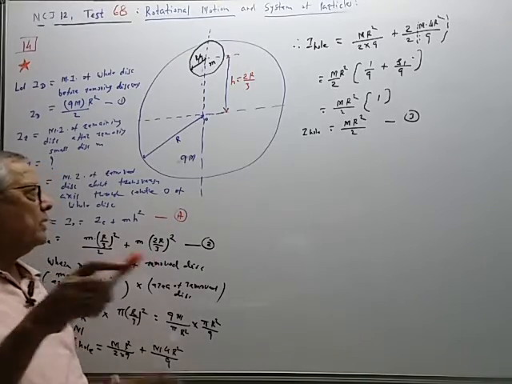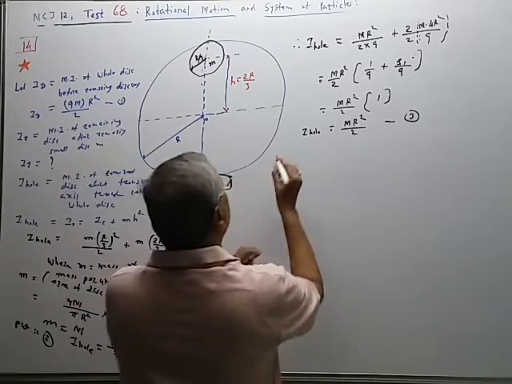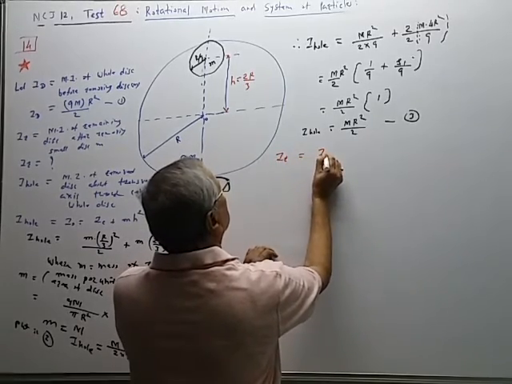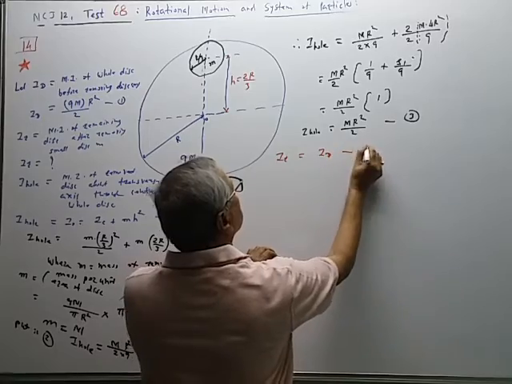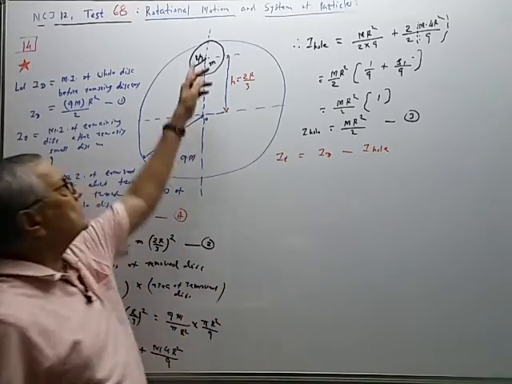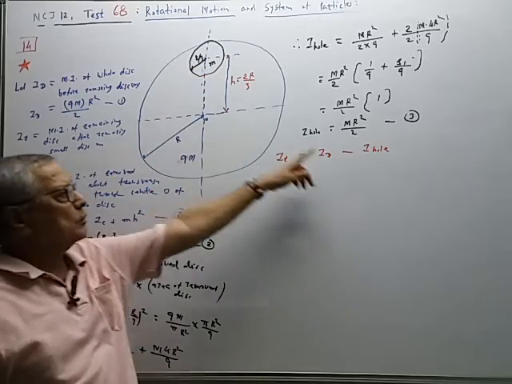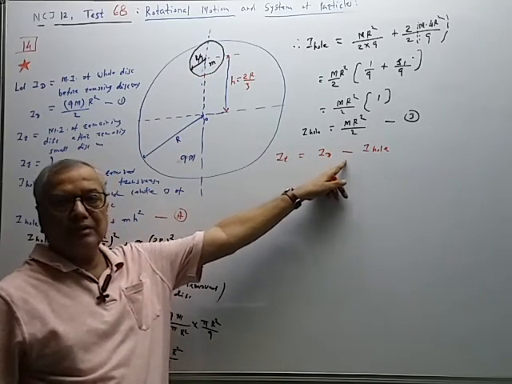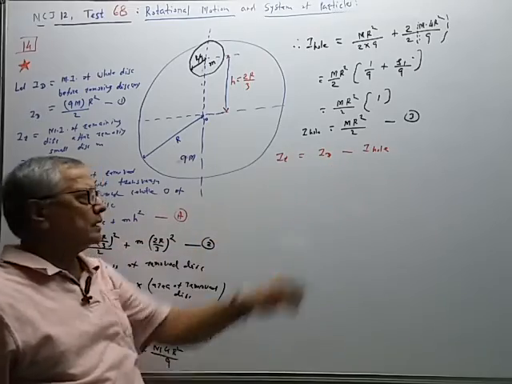Now, what to find? I remaining. IR is equal to I disk minus I hole. And since we have removed that much mass, it is minus. If the mass is removed, minus sign. If the mass is added, plus sign.